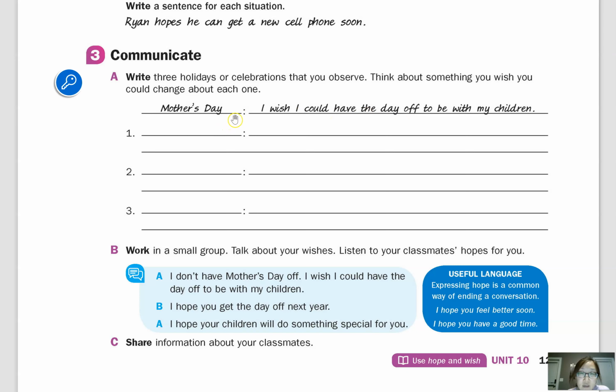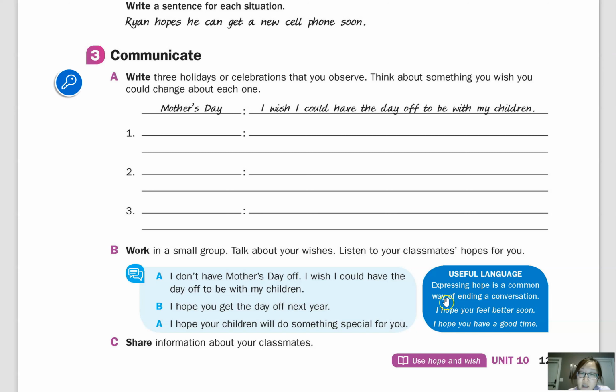And if you look at the useful language box, you can see that expressing hope is a common way of ending a conversation. I hope you feel better soon. I hope you have a good time. So these are common ways to end a conversation.